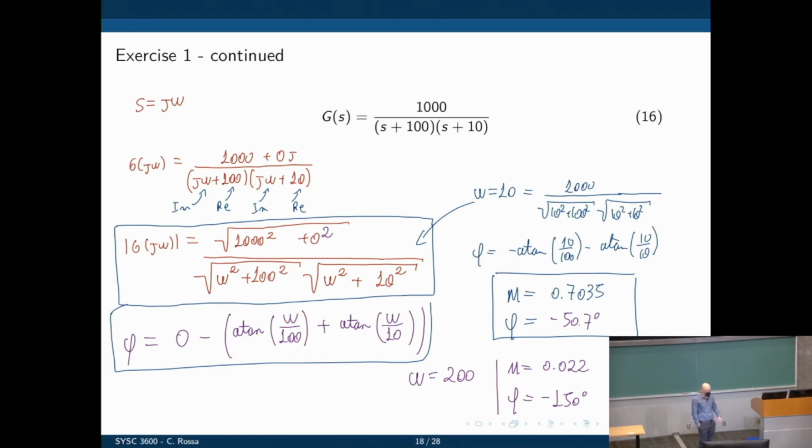So the 0 represents the phase of all zeros. Because there are no zeros, I put 0 in there. Right? So it is the sum of the phase of all zeros minus the sum of the phase of all poles.